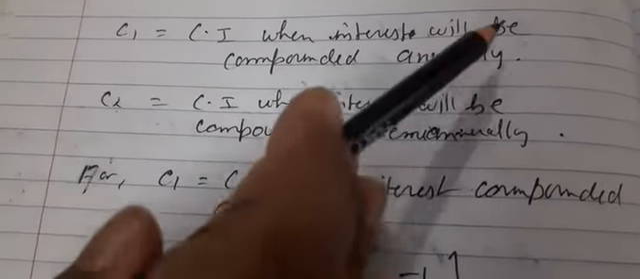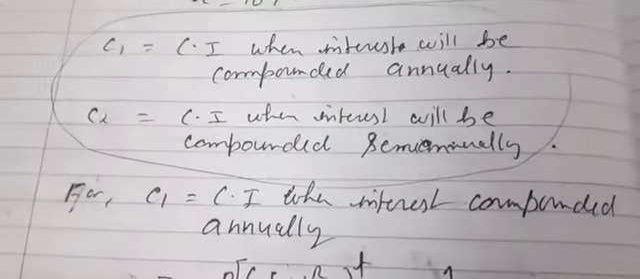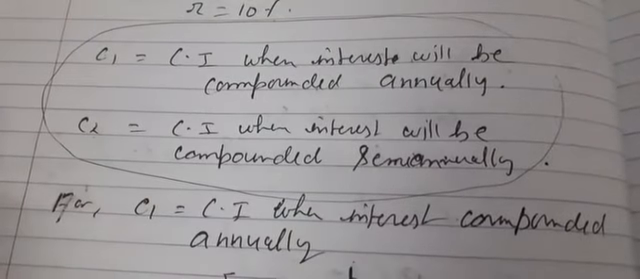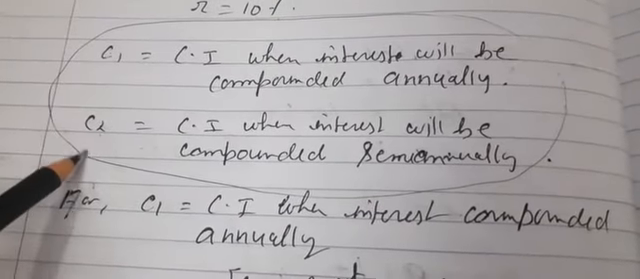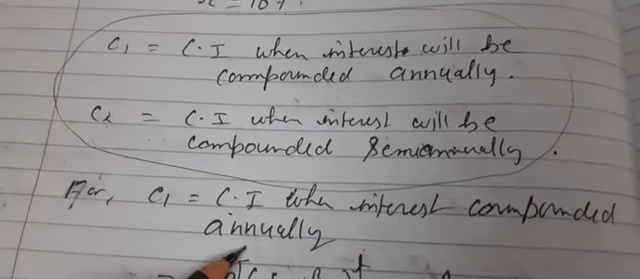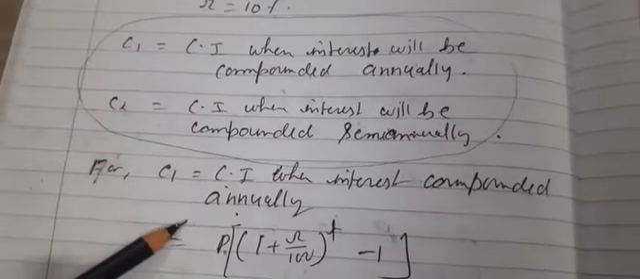You may ignore these two lines. This is just for explanation so that students will understand why we use these terms C1 or C2. You directly write down this statement: CI when interest compounded annually. After writing the given things, you directly start from here. Okay, so that was my choice of symbol.